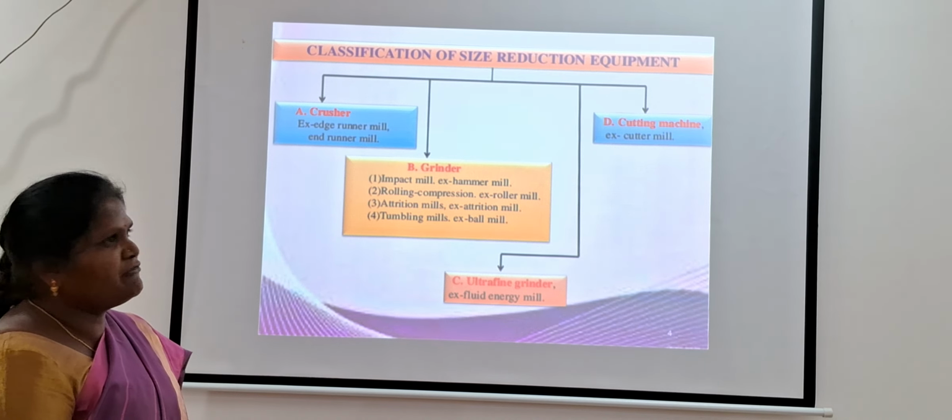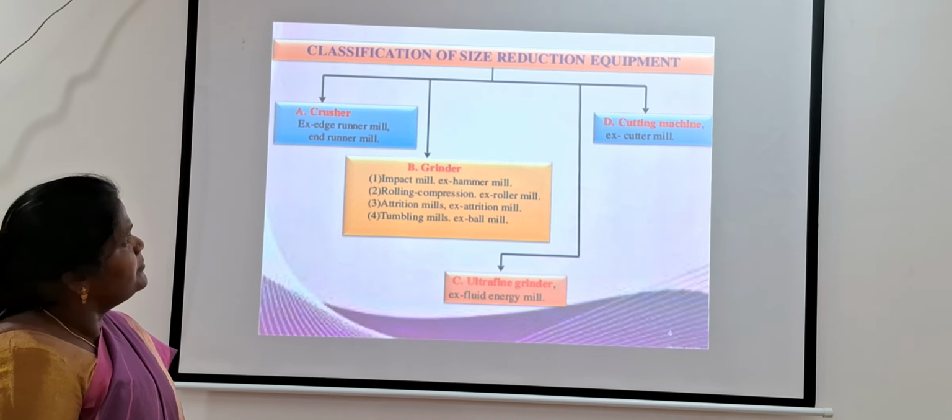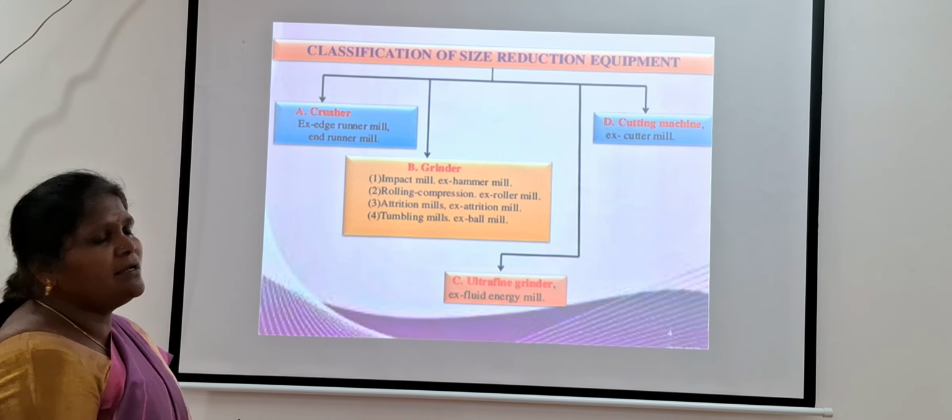The third one is the ultra fine grinder. The ultra fine grinder example is the fluid energy mill. And then the cutting machine, for example the cutter mill.